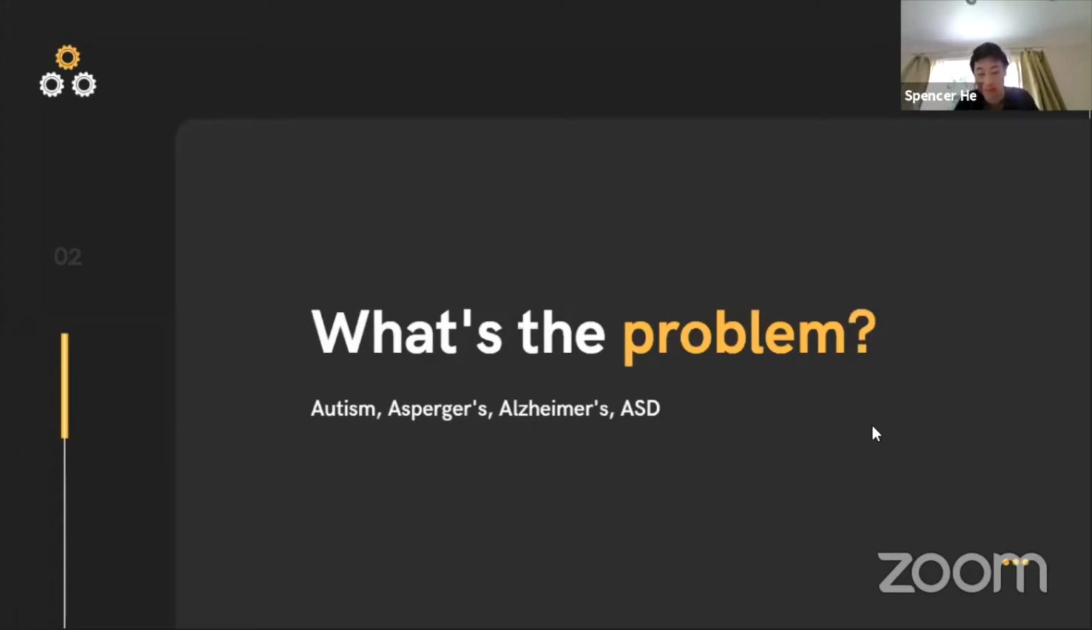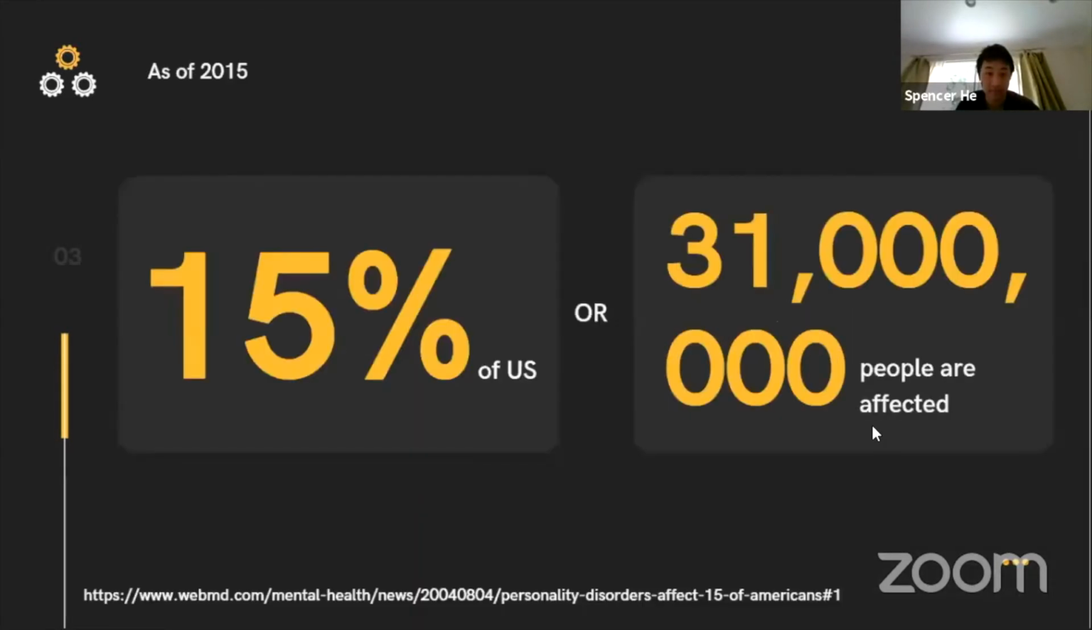Additionally, current treatments to these disorders do not guarantee concrete results very easily, and we will talk about that later in the slides. As of 2015, 15% or 31 million people are affected by some sort of emotional disorder in the US alone. And this is something we want to help with.